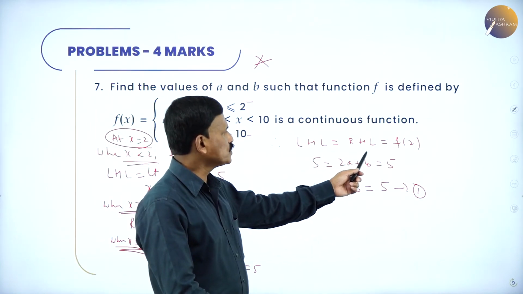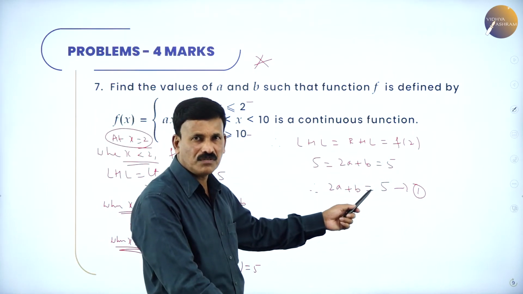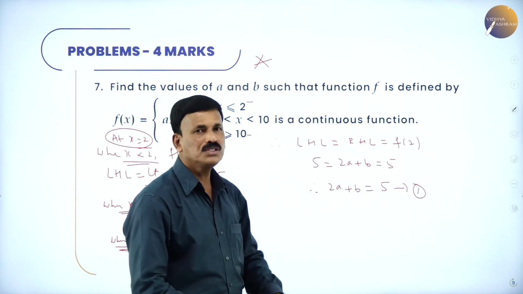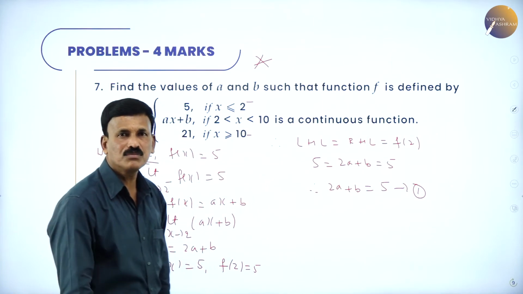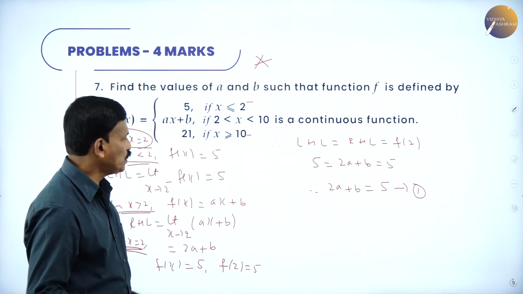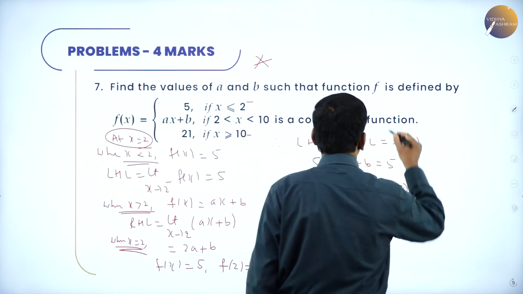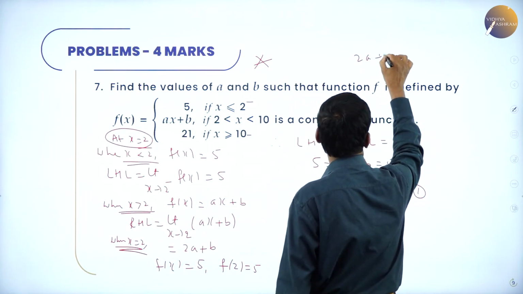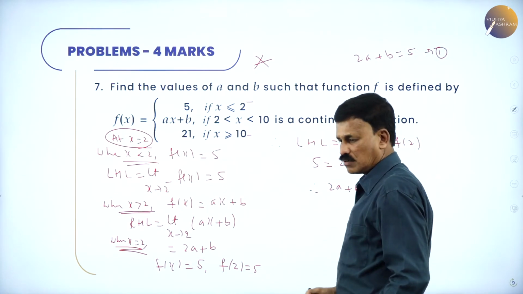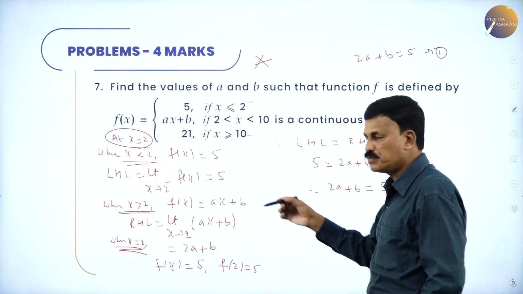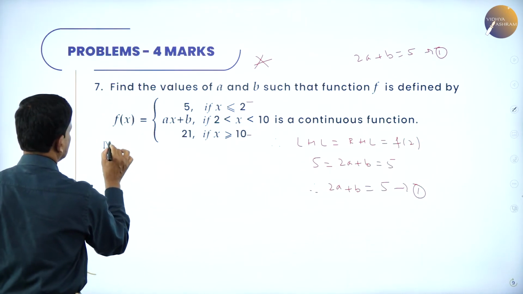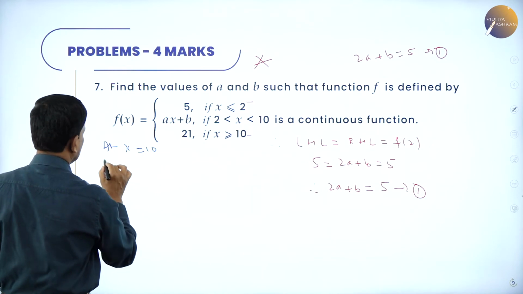Therefore left hand limit is equal to right hand limit is equal to functional value. At x is equal to 2, you will get 2a plus b is equal to 5 as equation number 1. Followed. So this is equation number 1, 2a plus b. Now let us come to the second part. Now similarly at x is equal to 10.